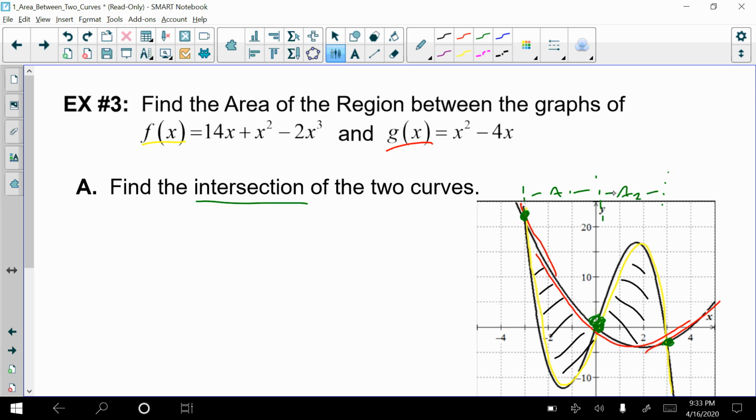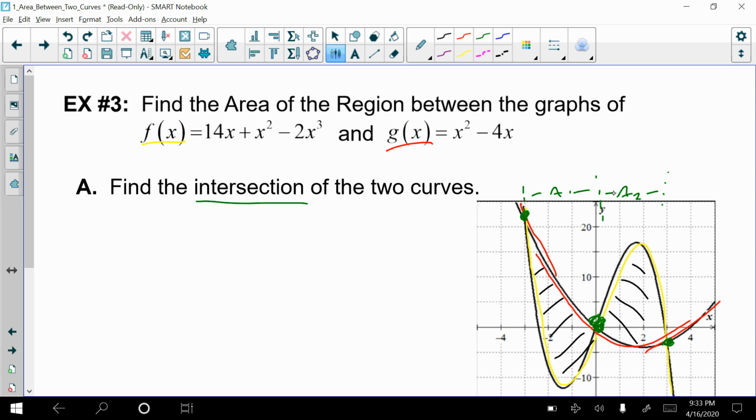And the intersections need to be correct. We don't just want to look at the graph and guesstimate. The graph can definitely give us an idea of where the number should be, but let's not just take it at face value. Let's make sure.